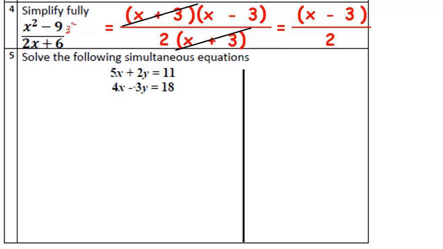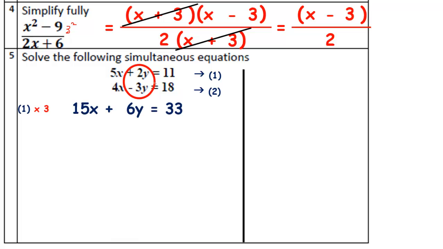Okay, look at question 5. I'm going to circle the y's. That's what I'm going to get rid of. I'm going to times the first equation by 3. So if I times all of that by 3, I'm going to get 15x plus 6y is equal to 33. I'm going to times all of the second equation by 2. Now don't think about the signs, it's just the numbers that we're doing. Times in the whole of the second equation by 2, I'm going to get 8x minus 6y is equal to 18. Then circle the signs.